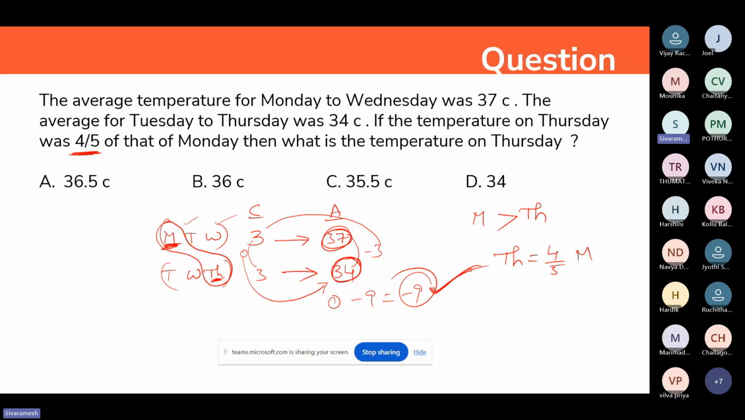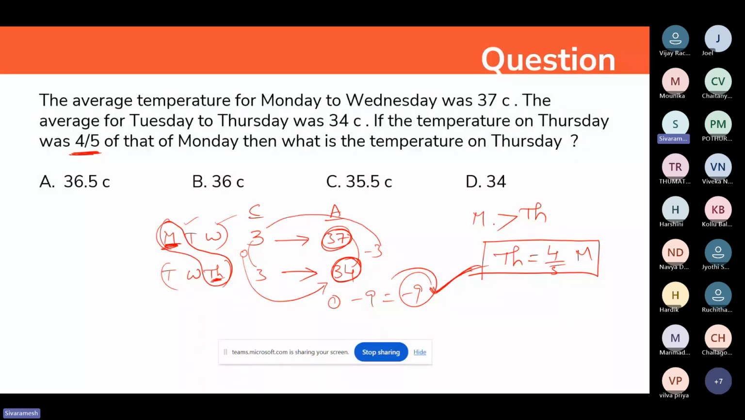Or if I give Thursday temperature, let's say Thursday temperature is 80, now you can say that Monday temperature is plus 9, 89. So likewise, you can easily find it out based on one particular value. But here the biggest twist is they didn't mention anything about Monday temperature or Thursday temperature, but they mentioned one particular relation. What is that particular relation? Thursday temperature is equal to 4 by 5 times of Monday temperature.